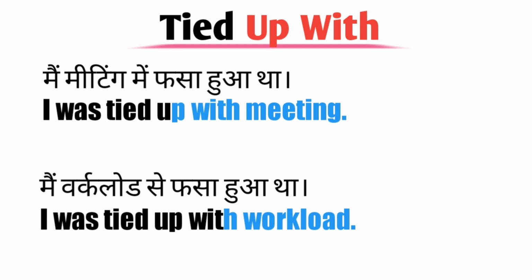All right. Let's see the second sentence. That would be मैं workload से फंसा हुआ था. Then I could say in English, I was tied up with workload. I was tied up with workload. Guys, practice the same sentence many times. Listen to it many times because the more you listen, the better you understand. So you have to do it because everybody does something like that.